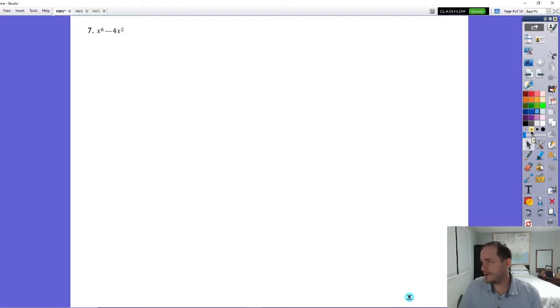So for 7, always factor out the GCF first if you have one, because right now you're looking at something to the power of 6, which might be messing with your mind, until you realize you can just factor out an x squared. And then you have x to the 4th minus 4.